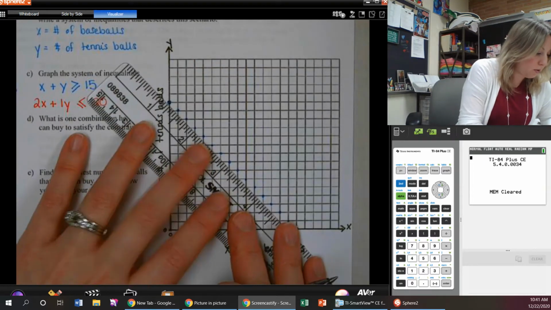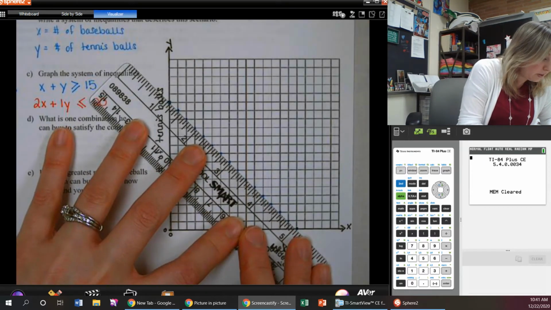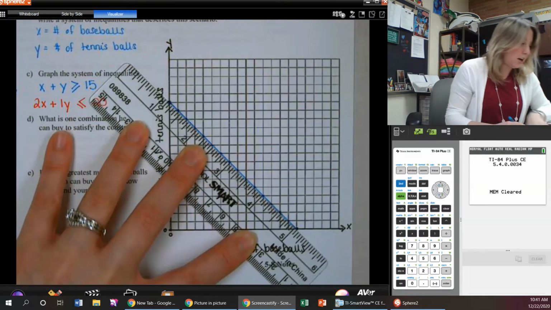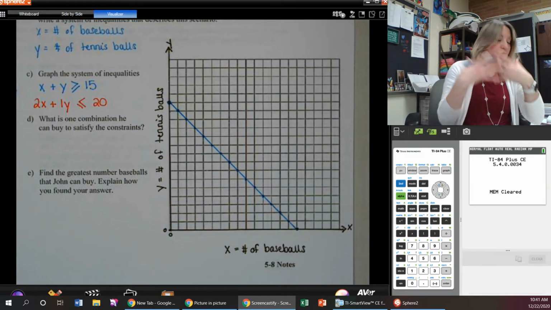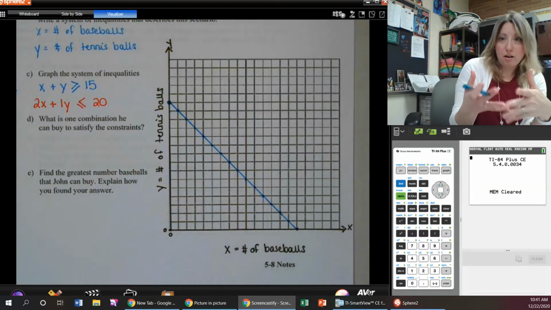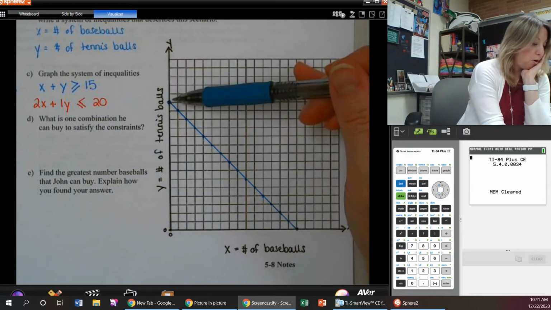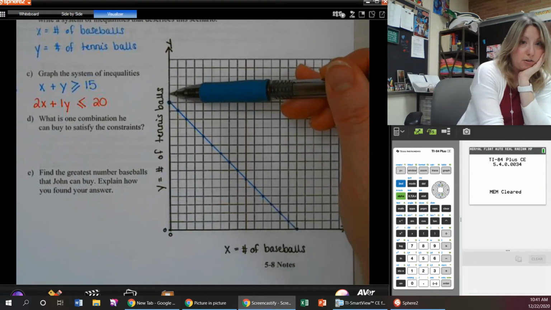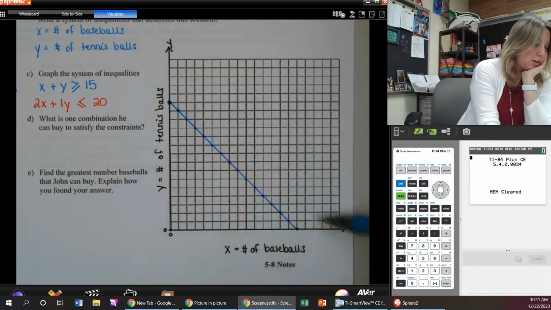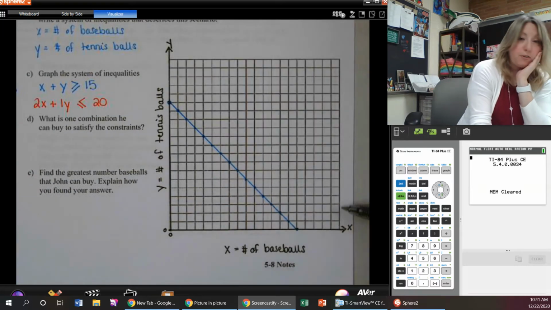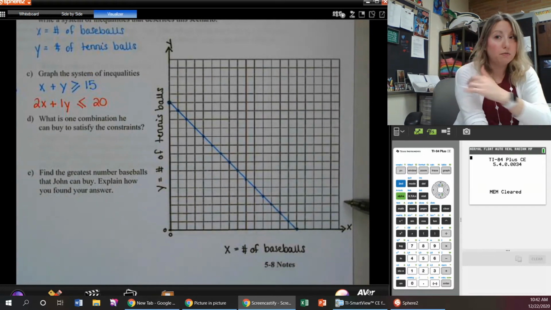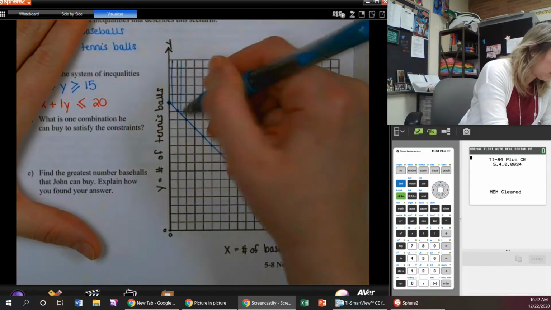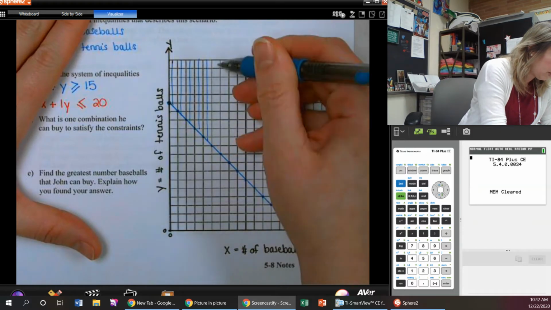I've got an x move and a y move. So what I do here, since it's equal to, I can make this solid. But what I do here is I cover all of the area that has greater than 15. So I put my pen back on the y-intercept and I count up to get greater than 15, which means all this area out here, this is the area of combinations that have 15 or more tennis balls and baseballs. So all this area out here is what's going to shade.